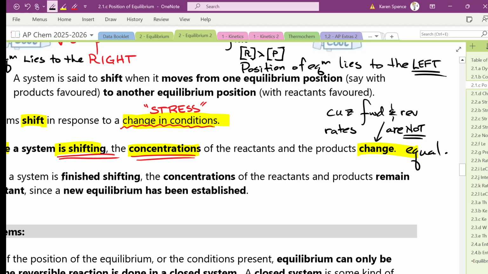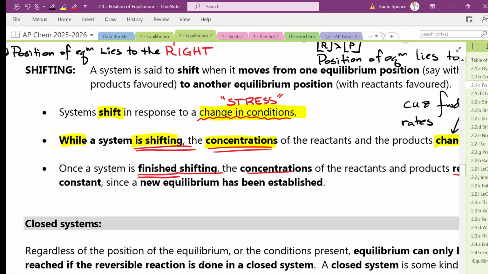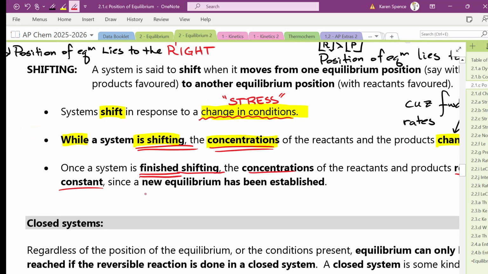So when we are finished shifting, the concentrations will remain constant because a new equilibrium has been established and the forward rate is now equal to the reverse rate again. They're probably both faster than they were before or both slower than they were before. But they will once again be equal.